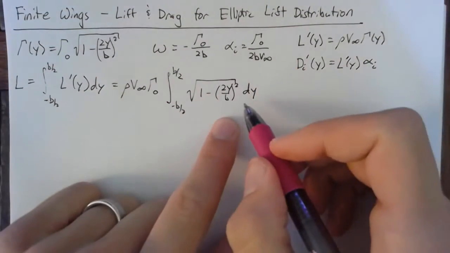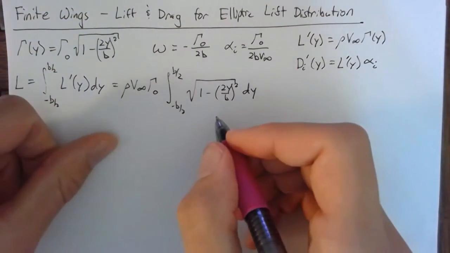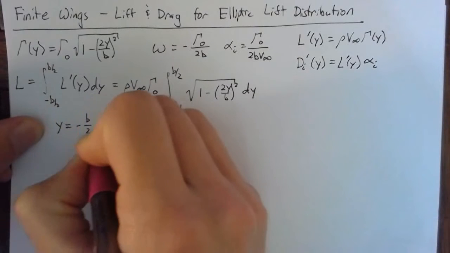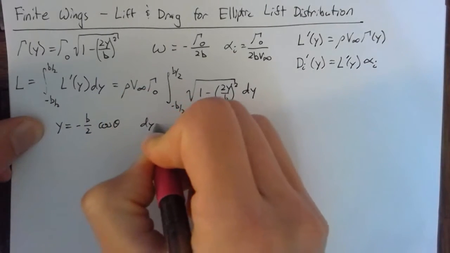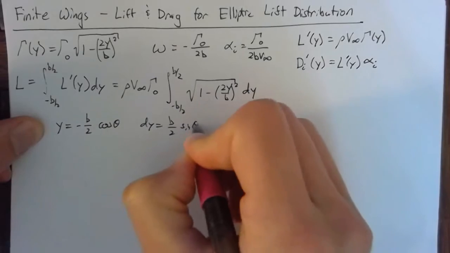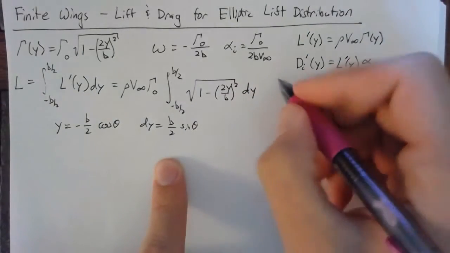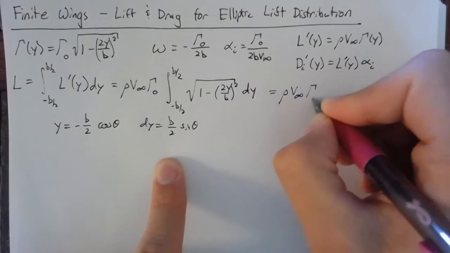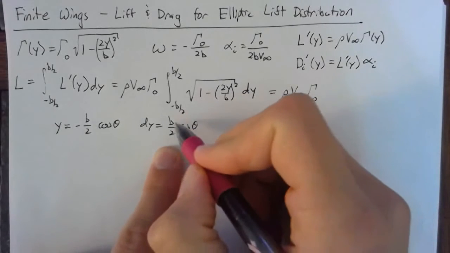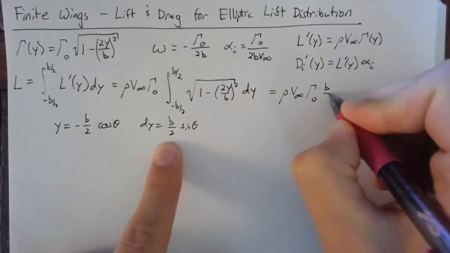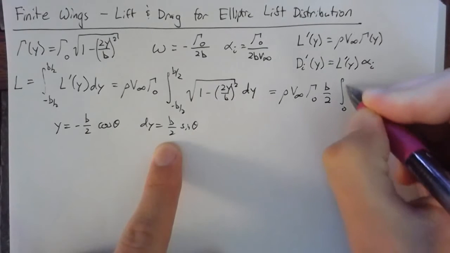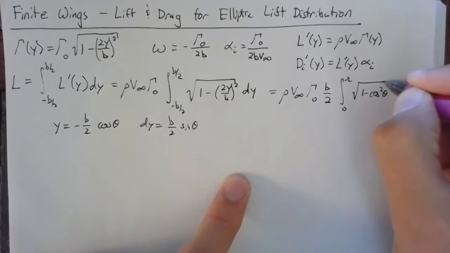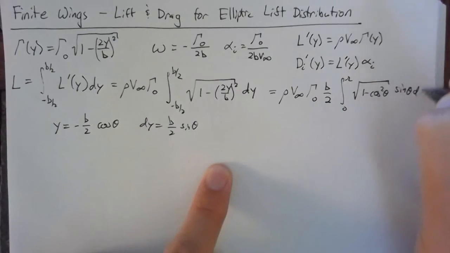So the next step here is to use the same substitution where y is going to be equal to negative b over 2 times cosine of theta, and dy is going to be equal to b over 2 times sine of theta. So we can plug this in, and we arrive at rho v infinity times gamma naught, and then this substitution yields a b over 2. And then we integrate from 0 to pi of the square root of 1 minus cosine squared theta times sine theta d theta.